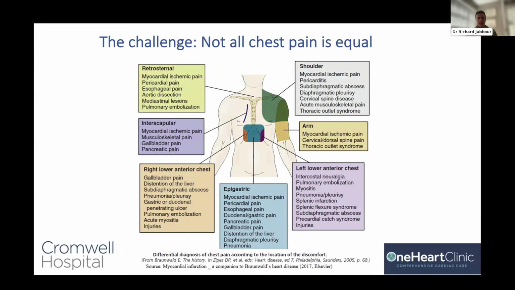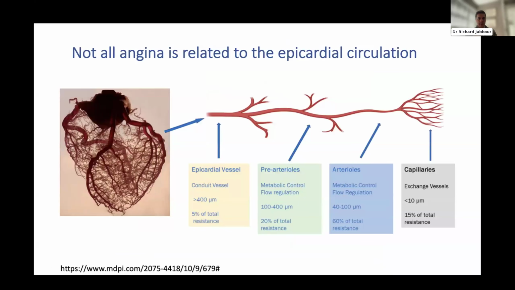Chest pain can be in various different locations. For example, if it's in the shoulder, again, this could even be myocardial ischemic pain. So it can be a real challenge to diagnose cardiac pain from non-cardiac pain.